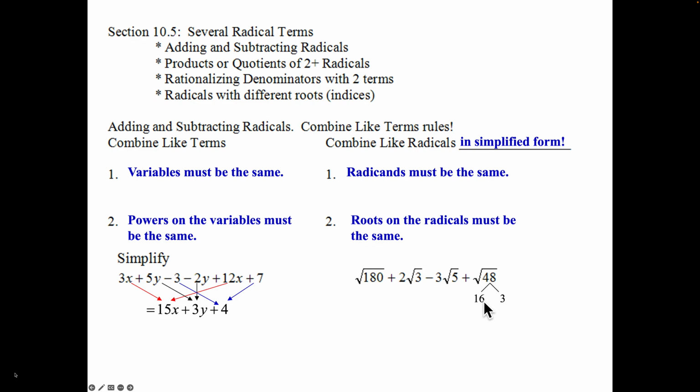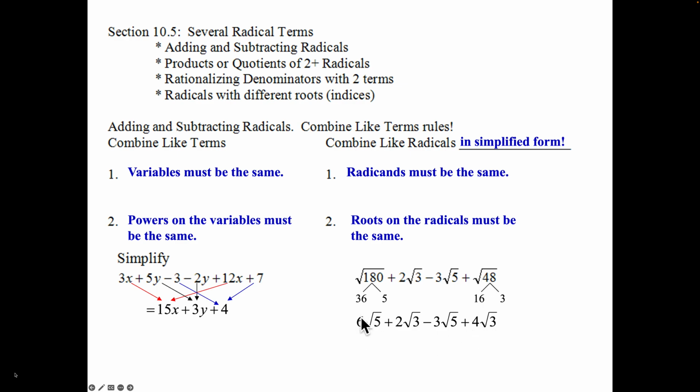This is going to become 4 square root of 3. So then I'm guessing over here at 180, it's going to be divisible by 5 because I might need that to also be a like term. So I'm going to divide that by 5, and I get 36 times 5, another perfect square. So here, this will become 6 square root of 5. There's my 4 square root of 3.